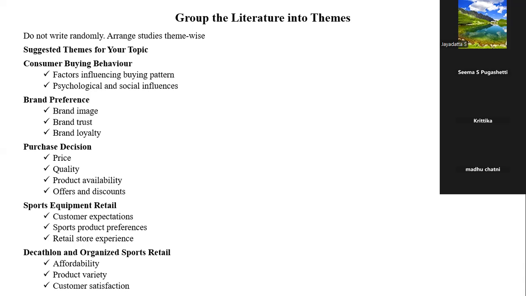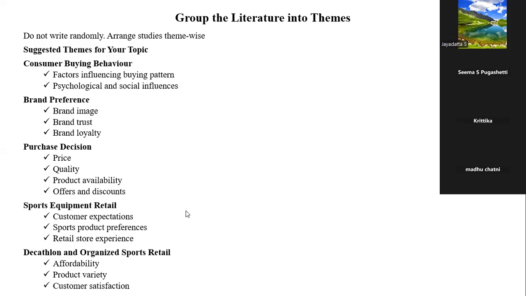Brand preference, when you're trying to talk about it, talks about brand image, brand trust, brand loyalty, whether these are some of the major factors and preferences to be considered. Purchase decision, when you talk about it, you talk about price, quality, product availability, offers, discounts, whether these are some of the major variables which are considered. Sports equipment retail again consists of customer expectations, sports product preferences, retail store experience.